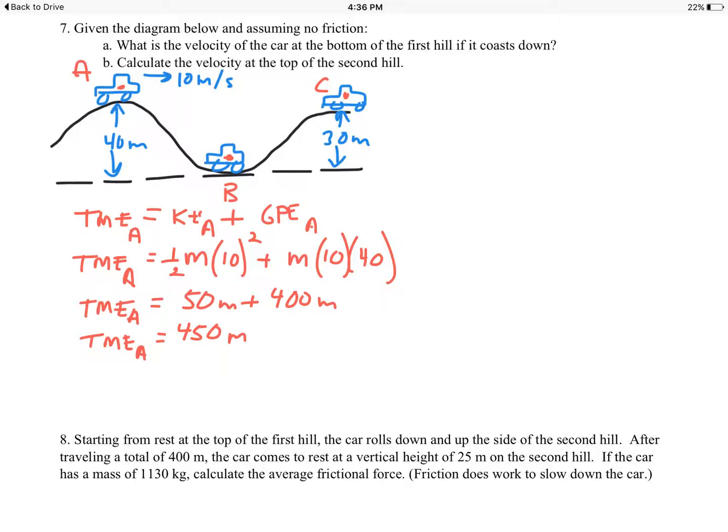And the units would be joules. Let me ignore the units for a few minutes here. Now at point B, and let me go back up over here. I'm now starting to answer question A, or part A of this problem.